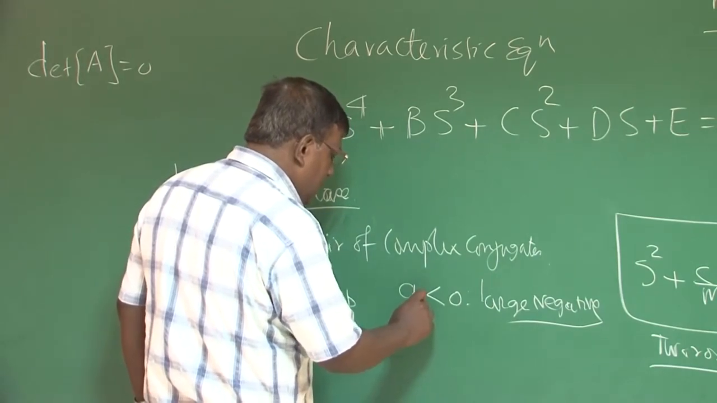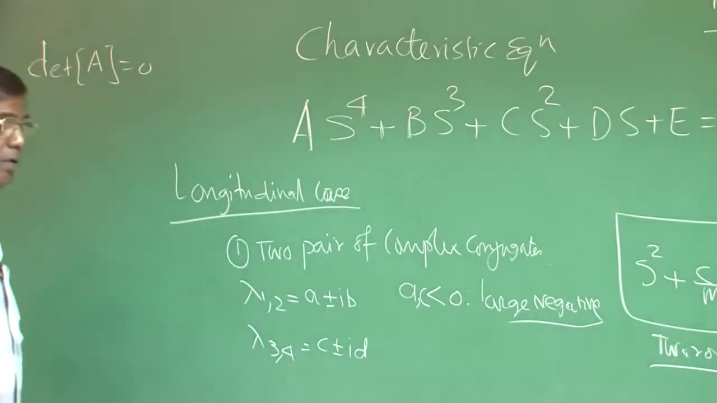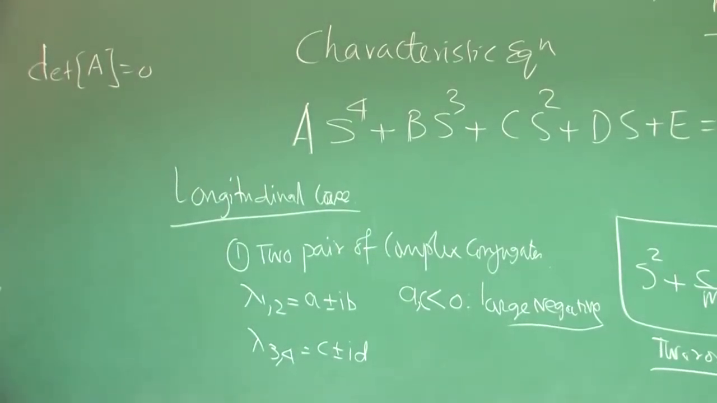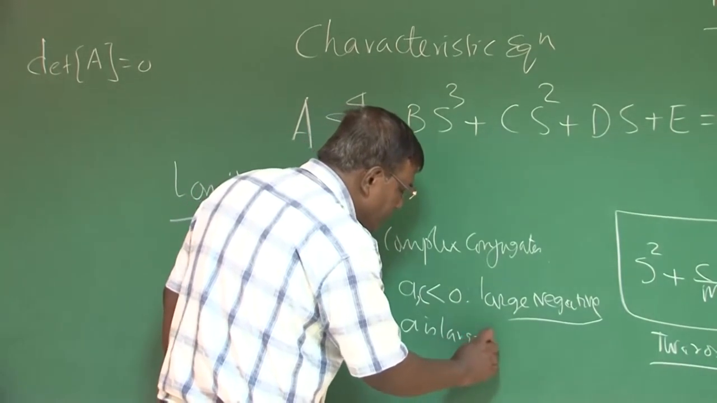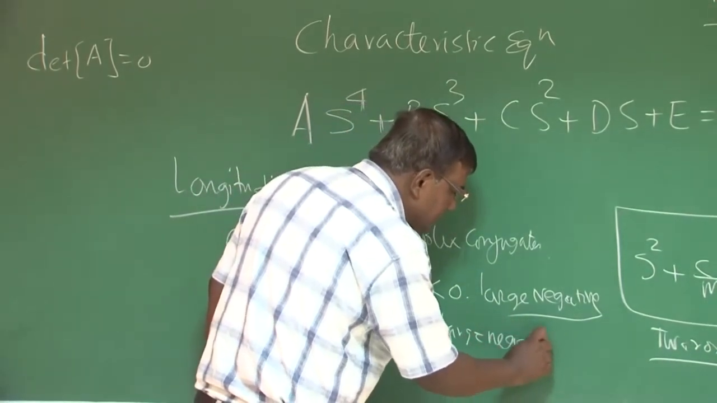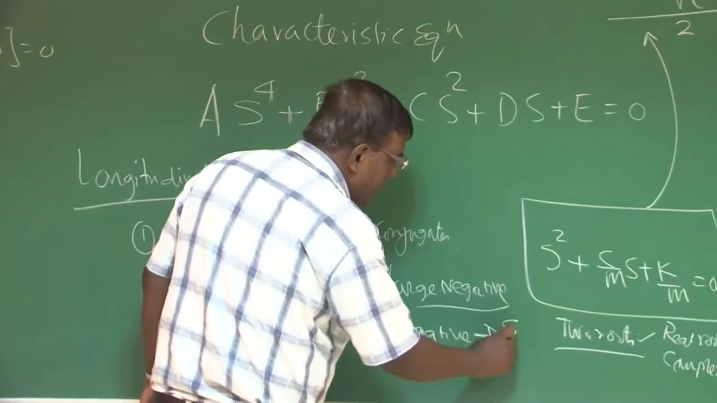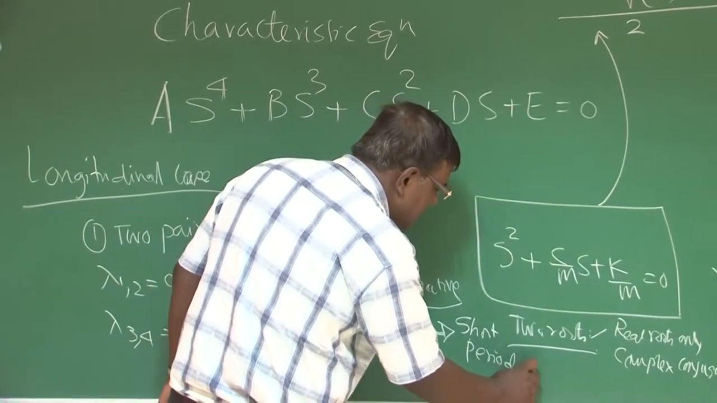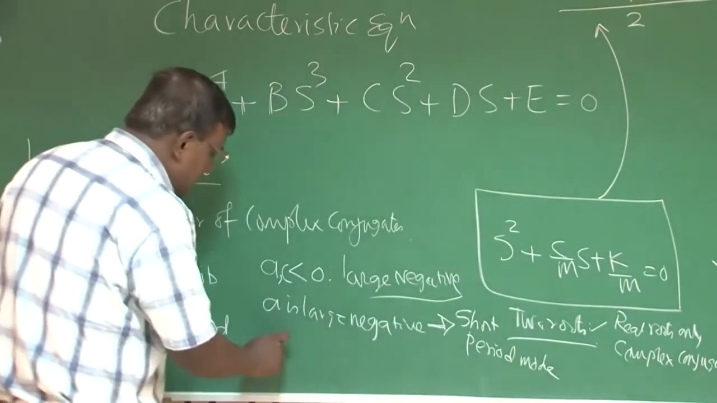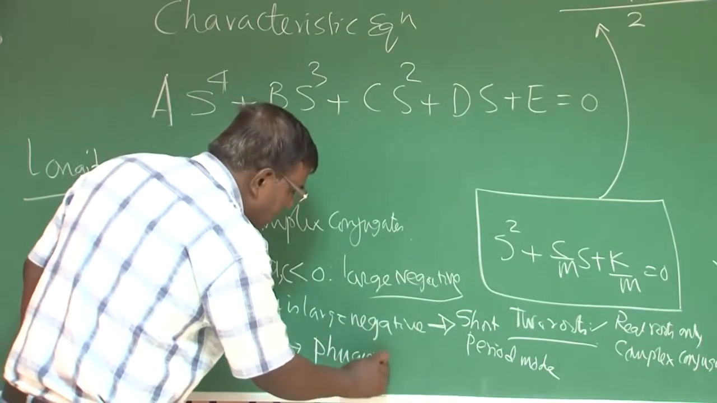If I write not only A and C, both will generally be less than zero, and it will correspond to a particular type of oscillations. If A is large negative compared to C, you will soon see that this will correspond to short period mode. And the other, the C root, will go to phugoid mode.